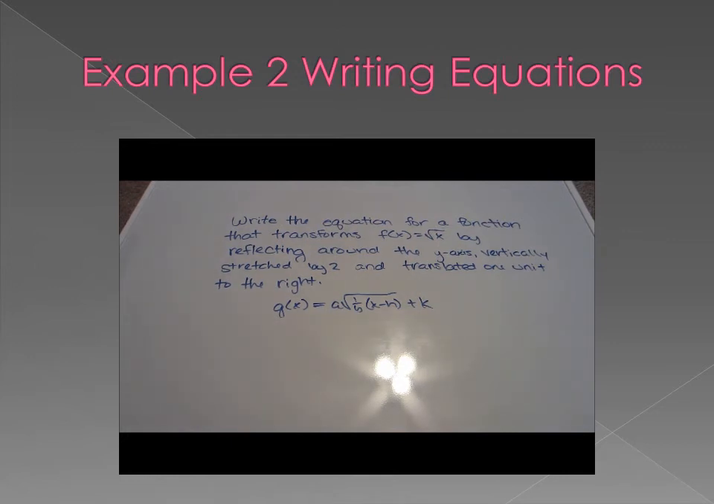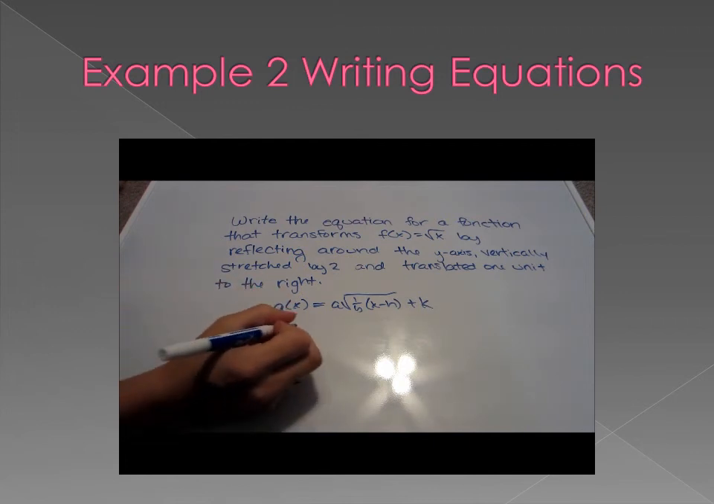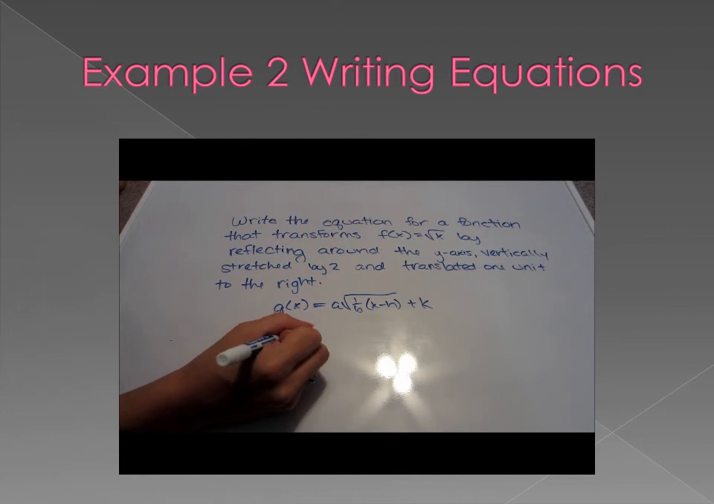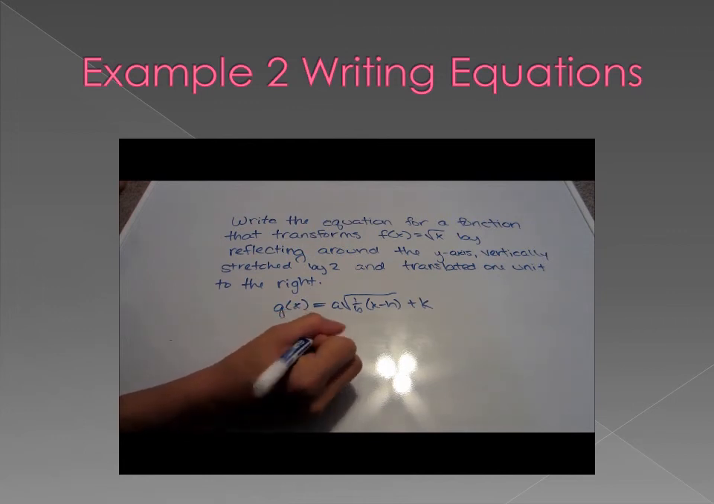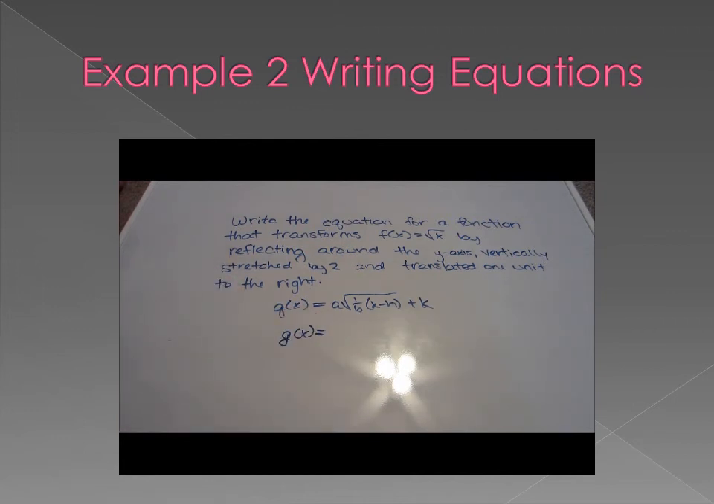For this last example, we're going to write the equation for a function that transforms f of x equal to the square root of x by reflecting it around the y-axis. We also want to vertically stretch it by 2 and translate it 1 unit to the right. So we have our function written down here. G of x is equal to a times the square root of 1 over b times x minus h, plus k. So g of x is equal to, and we have to find out what different numbers we're plugging in.